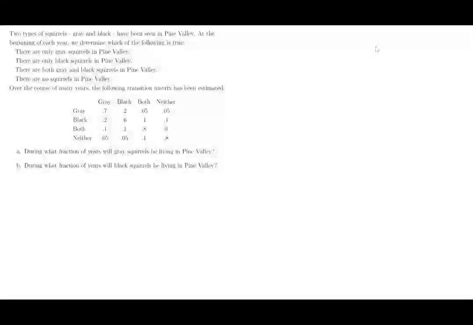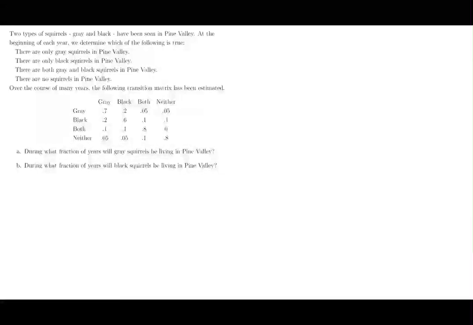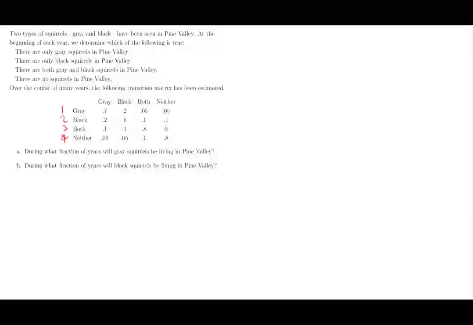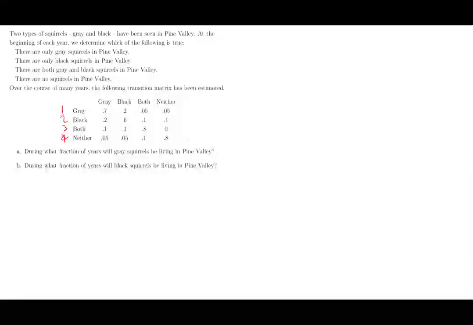Okay, so I'm going to set up my states. I'm going to order the states as given. So 1 is gray, 2 is black, 3 is both, and 4 is neither. So I'm going to set it up as those 4 states. I want to know the fraction of years gray squirrels live in Pine Valley. So let me solve the whole thing, and then we can figure out which states refer to which question.